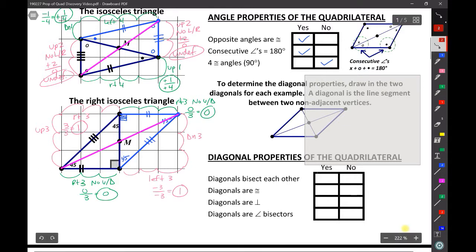You can see where they are angle bisectors or not, and then you're going to go ahead and mark your yeses or your nos, okay? So the video will pause, and then you'll answer the questions and verify and check those right there, and then we'll pick up.